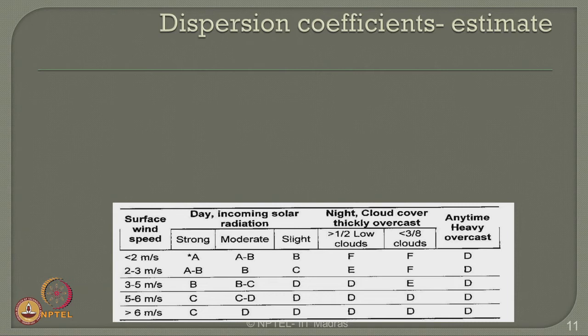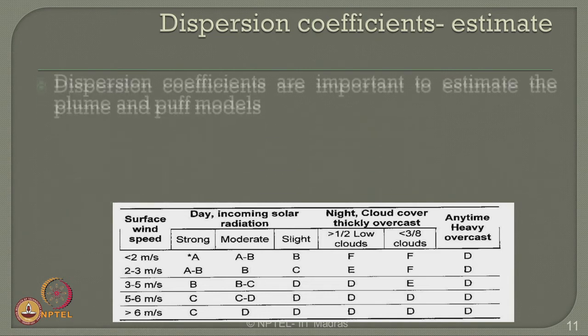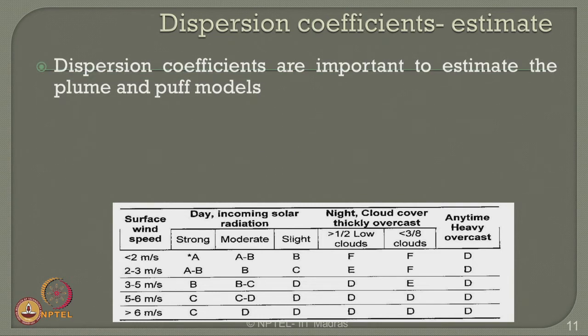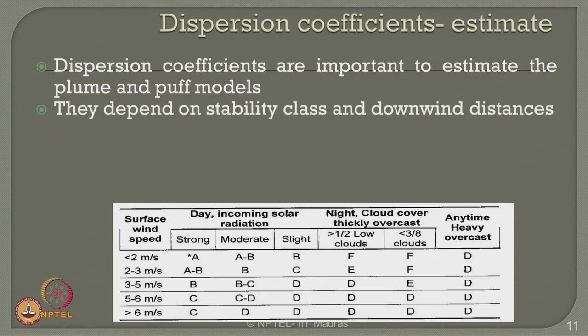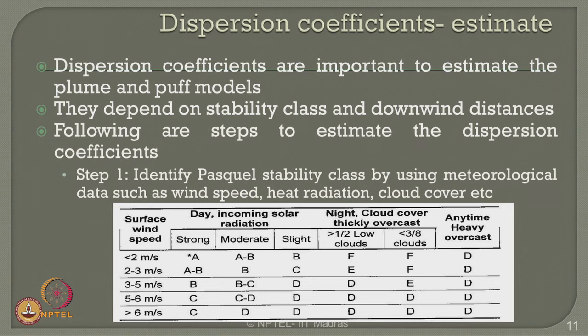One major issue generally focused on in the estimation of release models is the dispersion coefficients sigma x, sigma y and sigma z, which are very vital to estimate the gas release concentration, be it an instantaneous model or a continuous steady state release model. The dispersion coefficients are important to estimate the plume and puff model releases. They actually depend on stability class and downwind distance. Following are some of the steps to estimate the dispersion coefficients.